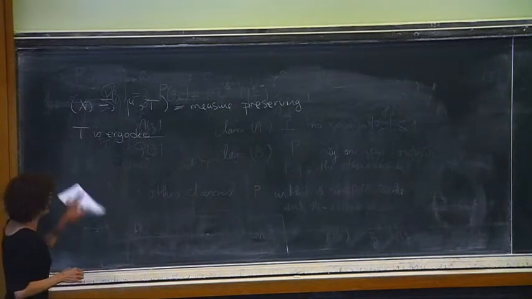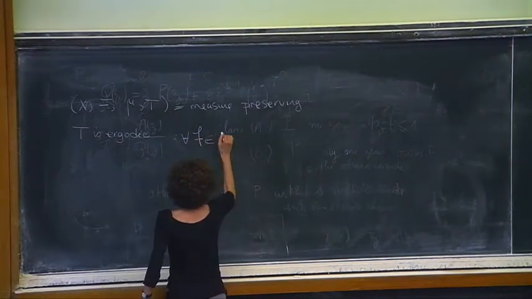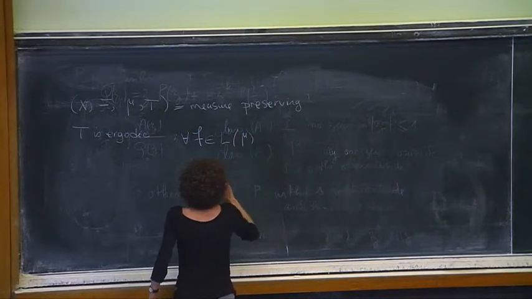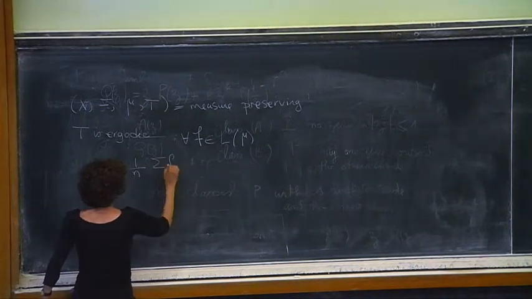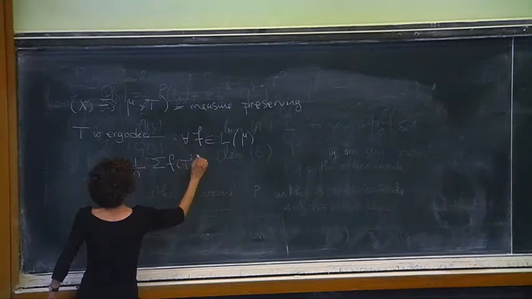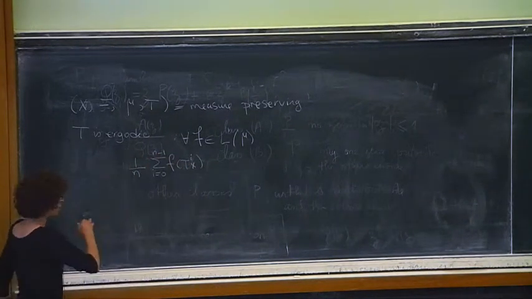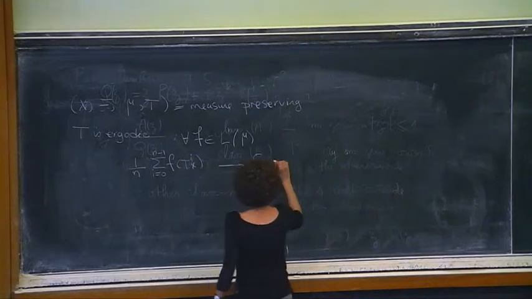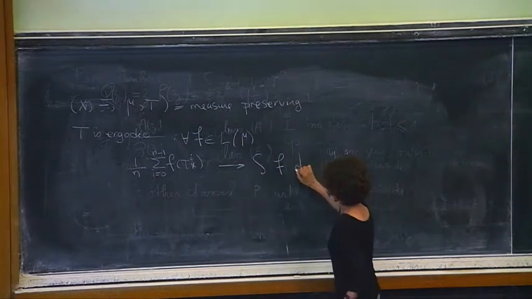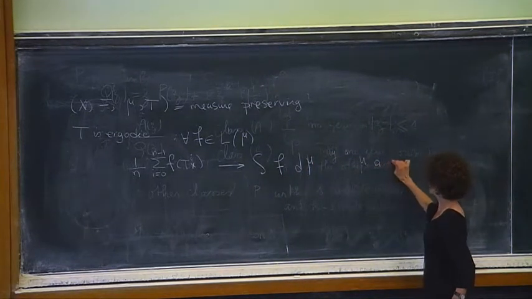When T is ergodic, then we said that for any f integrable, if I look at the average of f along an orbit, so this is just measuring along one orbit, this converges to the spatial average, so the integral of f, and this happens for mu almost every point x.